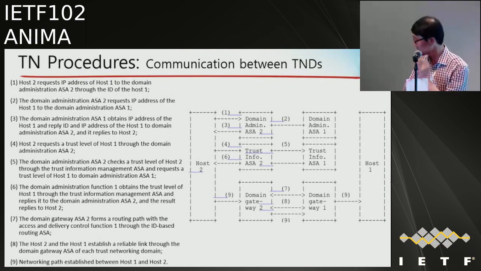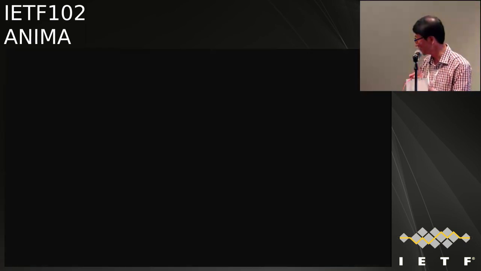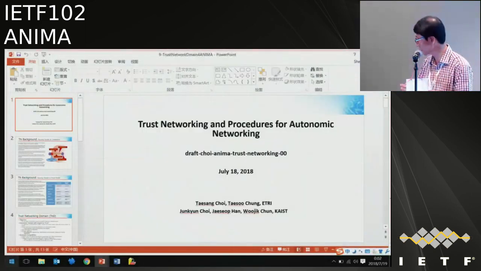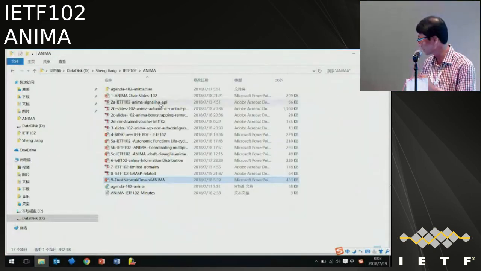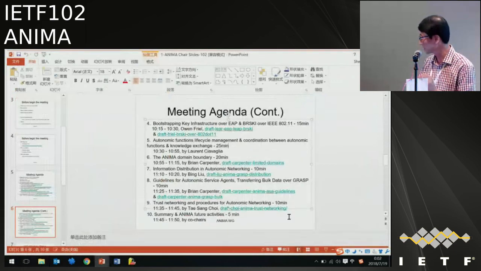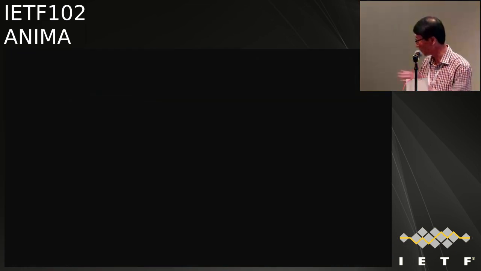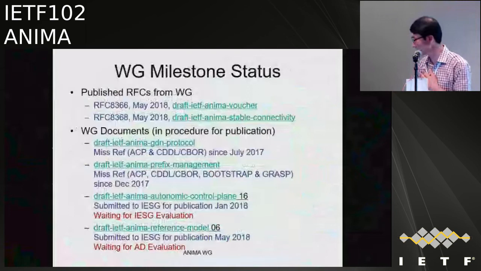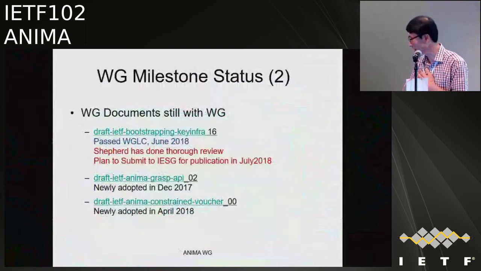Okay, just as a summary, the reason why we are trying to define this trust-related capability as an ASA instead of infrastructure capabilities is that this is kind of an application extension to the existing ANIMA. That's why I answered Sean's comment.